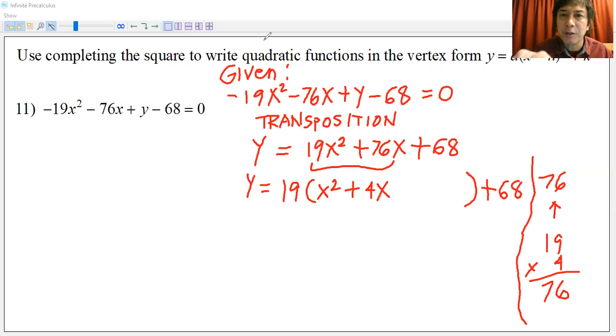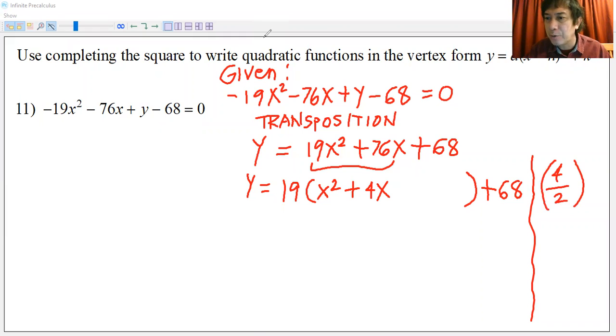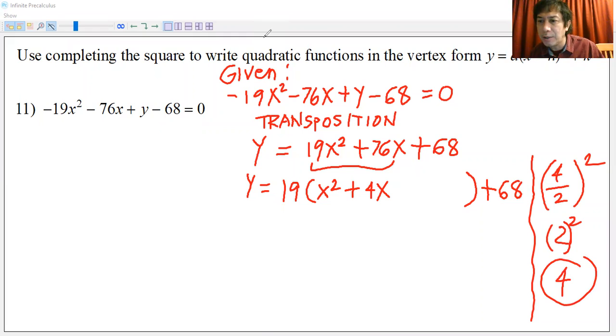Now we are going to make use of the 4. Let me remove the multiplication there, and let me put back the fence. This time we will use the 4 in the 4x. Just like all the other numbers, we will divide by 2, and the result of dividing by 2, we will square. 4 over 2 is 2. 2 squared is 4. So our number to be added and subtracted is 4. So plus 4 here and minus 4 here. And so now we have the perfect square trinomial.